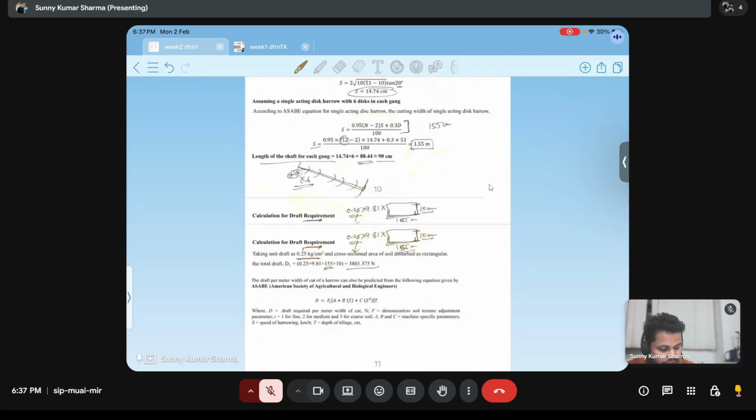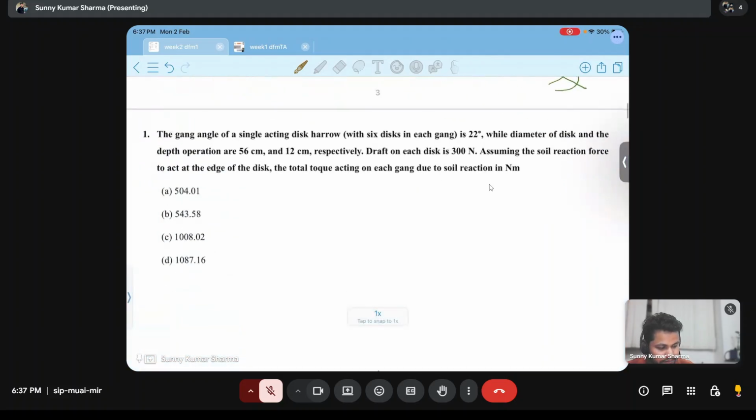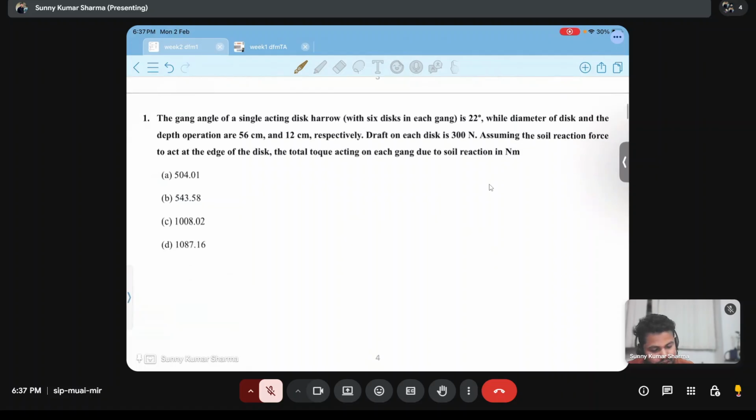If you have understood till here, this question you can make. The gang angle of a single acting disc harrow is 22 degree, while the diameter of disc and depth of operation are 56 centimeter and 12 centimeter. This is the diameter and this is the depth of working. Draft on each disc is 300 Newton.